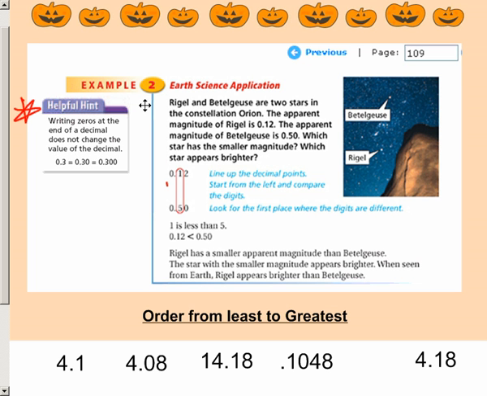We have two stars in the constellation Orion. The apparent magnitude of the first one is 12 hundredths. The apparent magnitude of the second is 50 hundredths, or 5/10. Which star has the smaller magnitude? So you can see what they did here is we lined up the ones place, the decimal, the tenths, and the hundredths. The easiest way to do that on your paper is just doing your decimal points first and lining them up. Then go ahead and stick in your numbers.